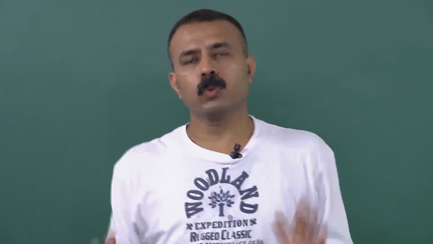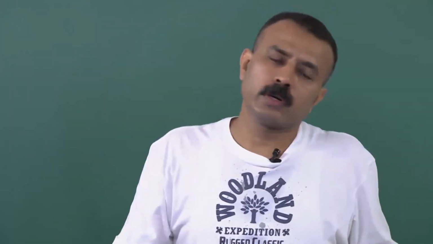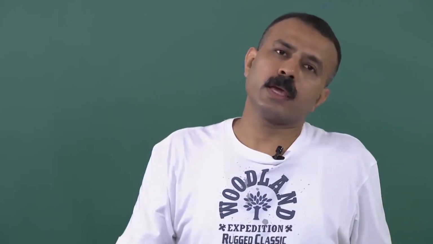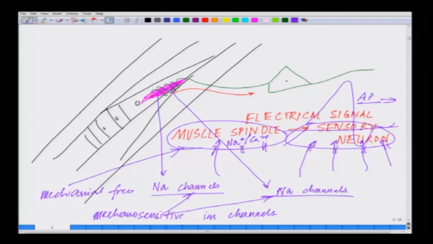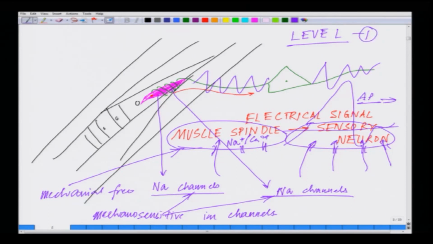This is how far we know about how the intrafusal fibers are communicating the signals to the sensory neurons. Things are under intense study, but we still have a long way to go before we really understand how this first level of information transfer is being executed. So, this is the first level. What is the second level? Here is the train of action potentials which is traveling through. Let us put it as level 1.